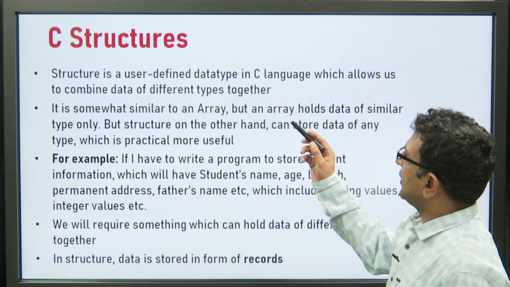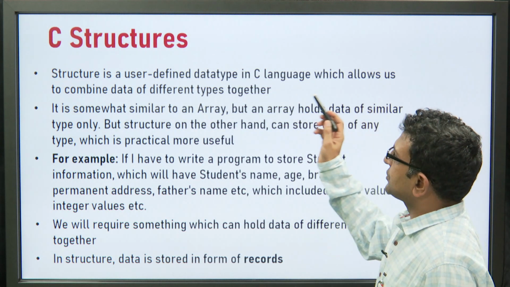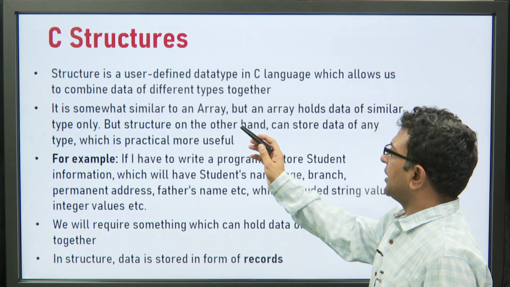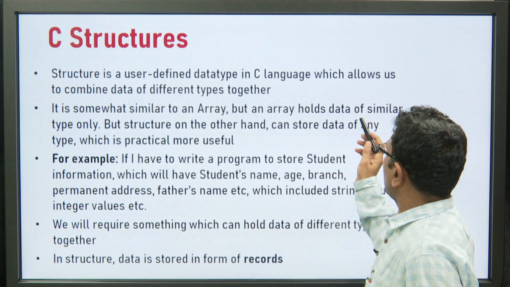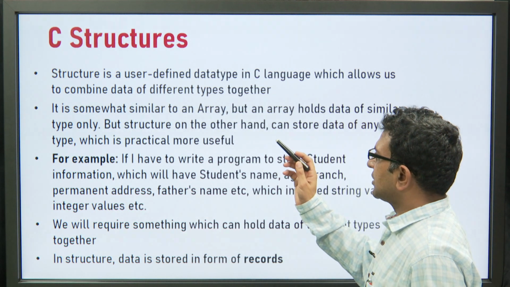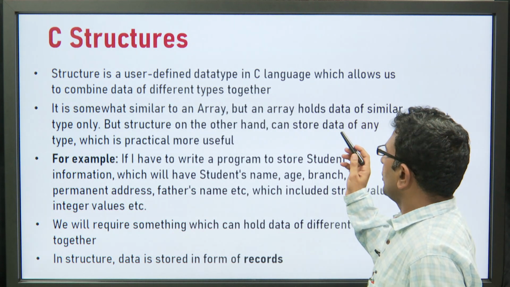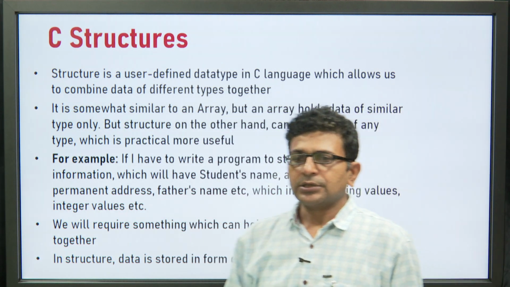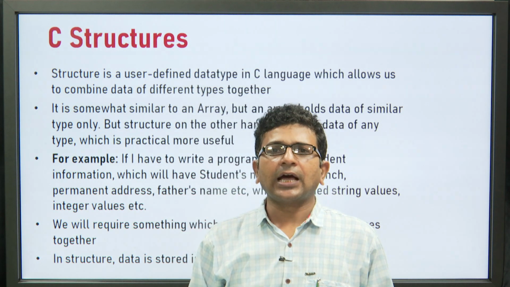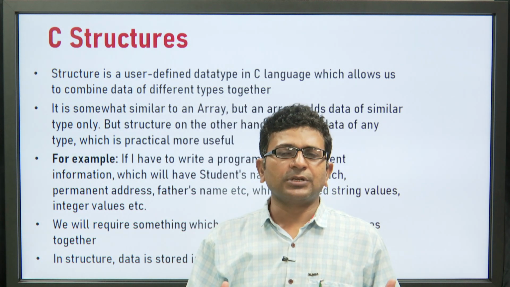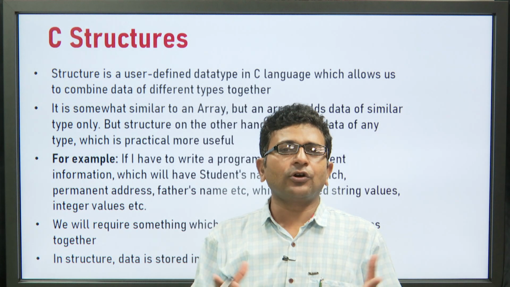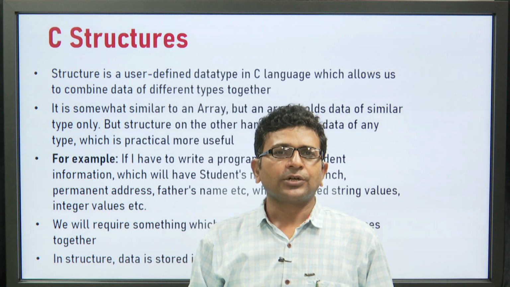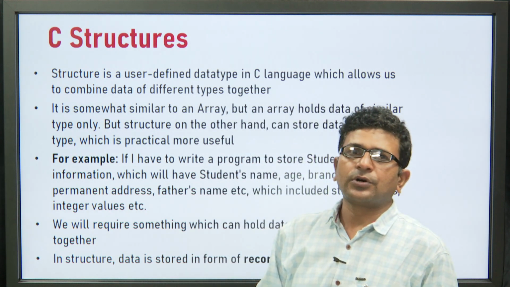So, a structure is a user defined data type in C language which allows us to combine data of different types together. It is somewhat similar to an array, but an array holds data of similar type only, whereas a structure, on the other hand, can store data of any type, which is practically more useful. We know that in real time examples the data has heterogeneity, meaning the data has a variety of data types. In that case we can use a structure, and a structure is very useful for this kind of data set.